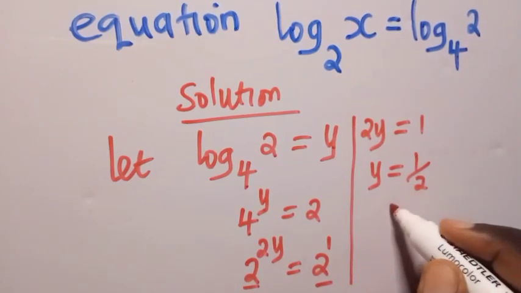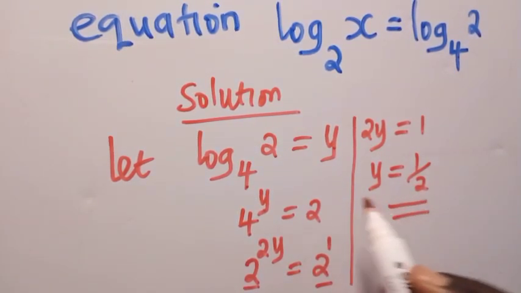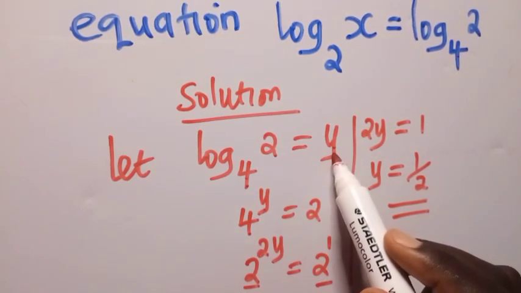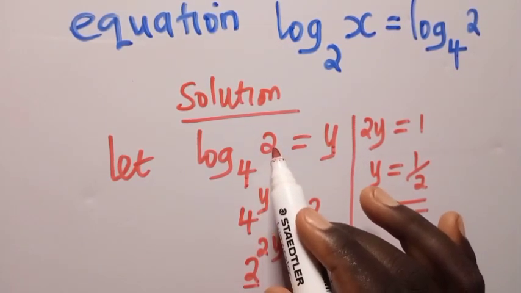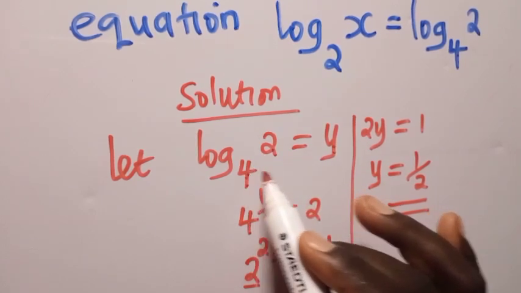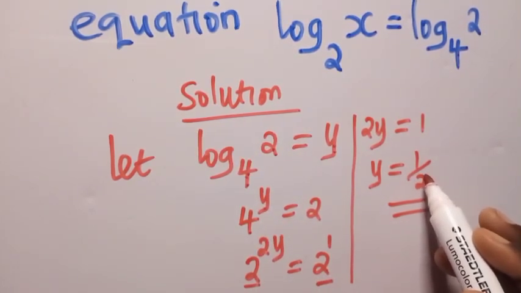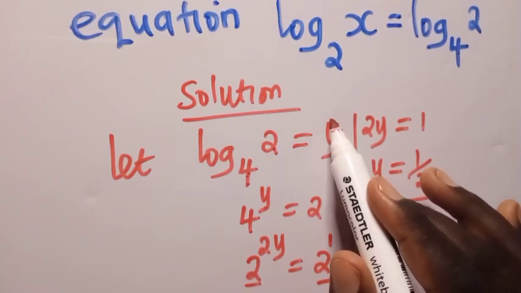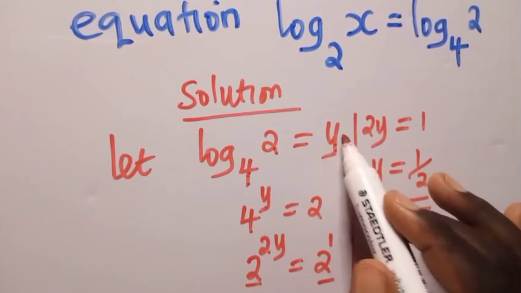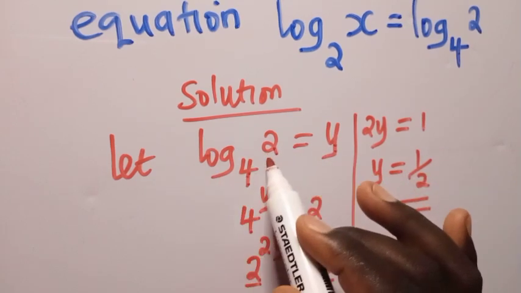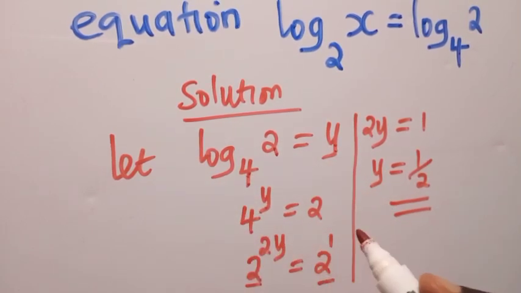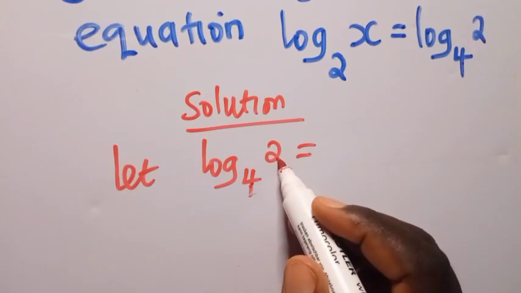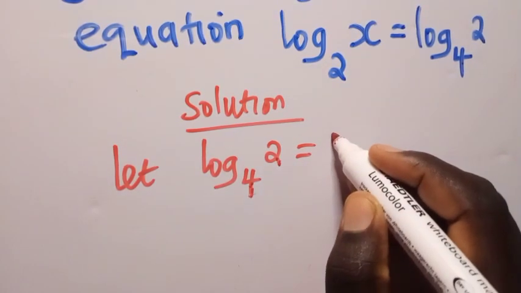And therefore, since we have obtained the value of y, and we had let the logarithm of 2 to base 4 be y, that means the logarithm of 2 to base 4 is a half, because the value of y is the value of the logarithm of 2 to base 4. And therefore, in this case, we shall have the logarithm of 2 to base 4 as a half.